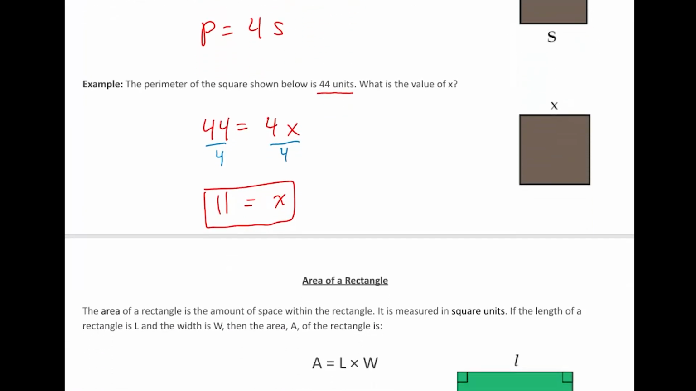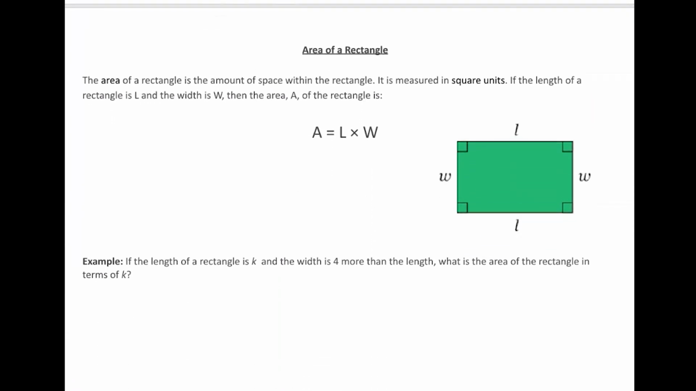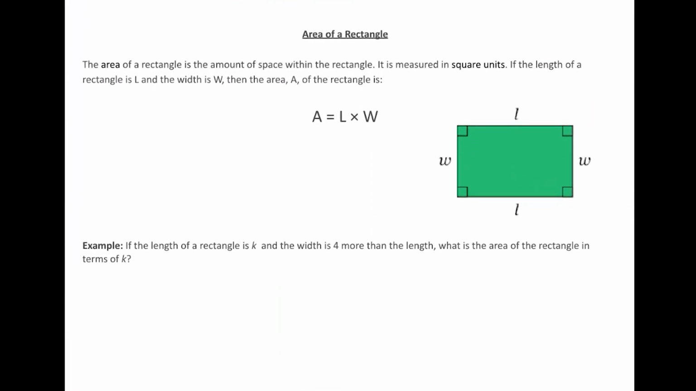Okay, let's talk a little bit about the area of a rectangle. The formula for the area of a rectangle is actually a little simpler than the formula for the area of a triangle. With a triangle, it was half base times height: you take the 2 dimensions that are perpendicular, multiply them together, and divide by 2. With a rectangle, you don't have to divide by 2.